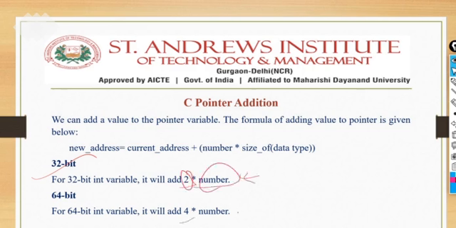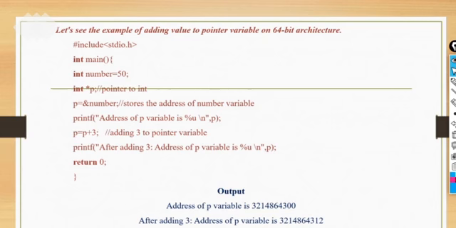Whatever number you are taking, it is 4 into number. So how can you take it? The example is shown here, with the same 64-bit architecture. There is a pointer and a number, P has the address of the number. We print the P address first, then we add 3 here. Now what does this 3 mean? You are adding 3 to the pointer variable. It's not a normal variable, you are incrementing it by 3.